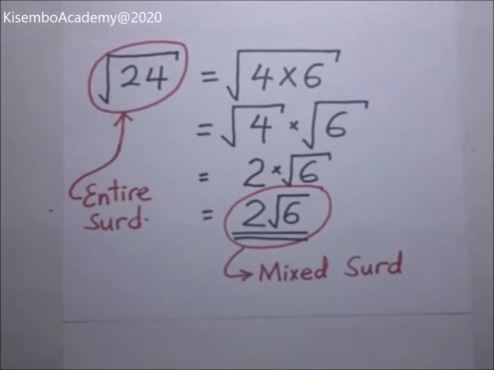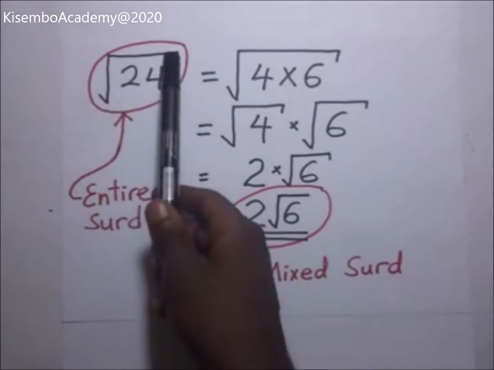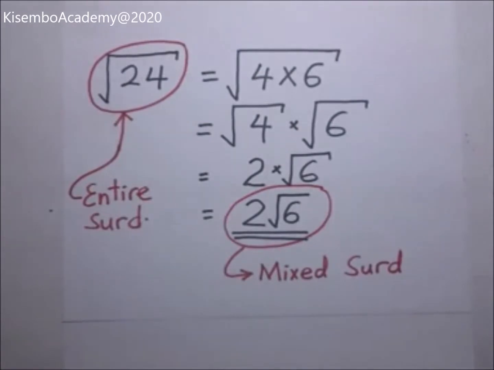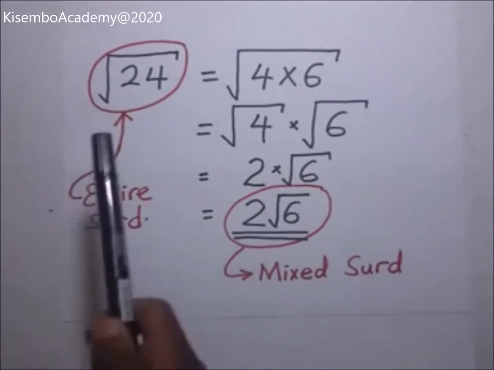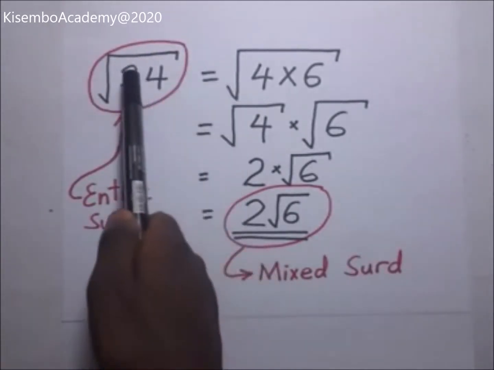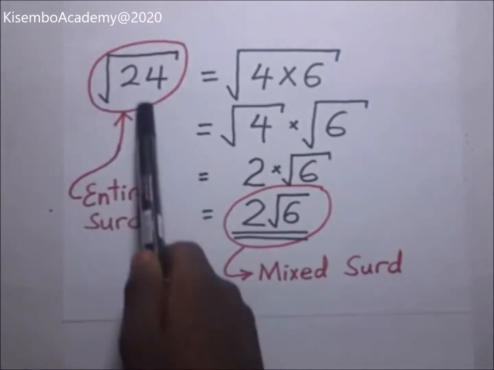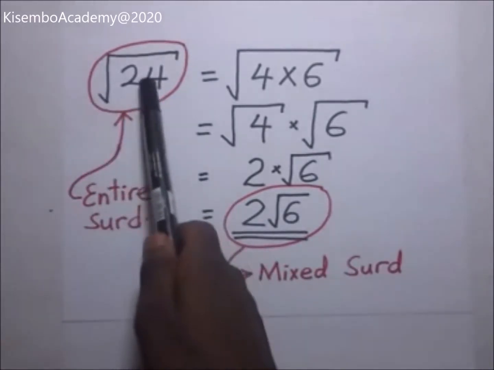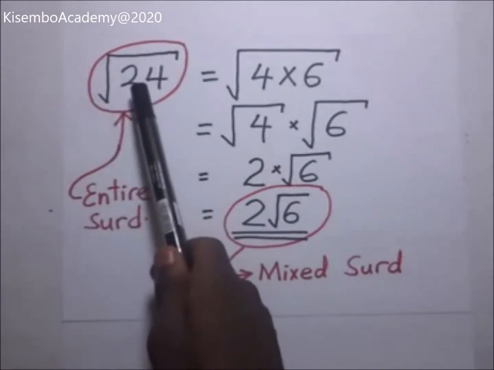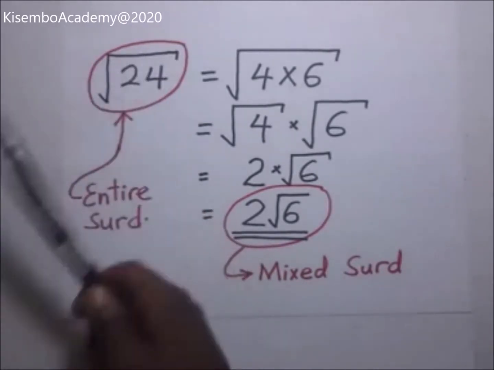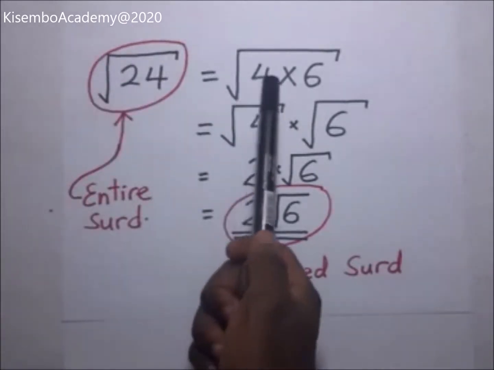Now in the simplification of these surds, in most cases we are given an entire surd, such as this one, root of 24. And we are supposed to simplify this square root of 24. In the process of simplification, we need to first split this number into its factors. If you look at this 24, we have factors such as 2 times 12. 2 times 12 gives us 24. Then we have 3 times 8, which can give us 24. Then we have 4 times 6. It can still also give us 24.